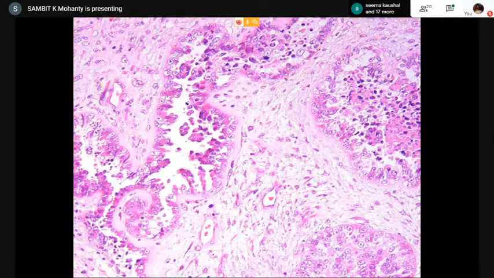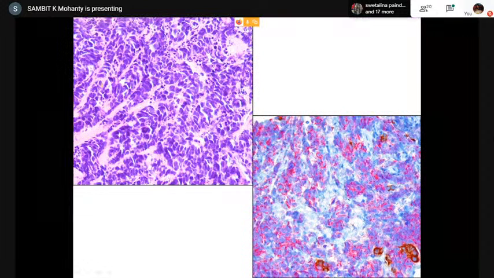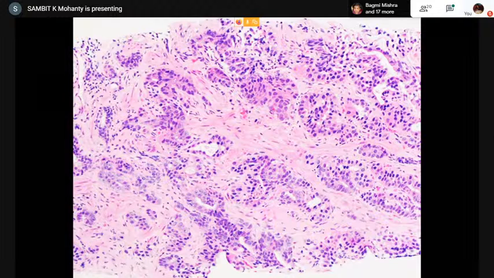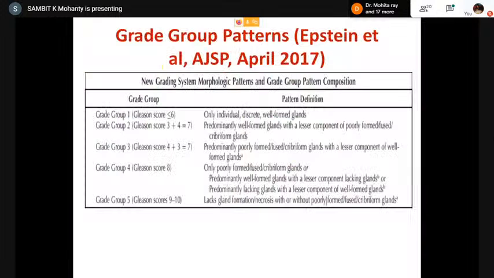What about this one? You can have a sarcomatoid variant of prostatic acinar adenocarcinoma. This is one such case. This is small cell, we have already seen, and that is the stain. This is prostatic adenocarcinoma with Paneth cell-like granules, which we have already discussed in our neuroendocrine class. It doesn't have any prognostic implication.